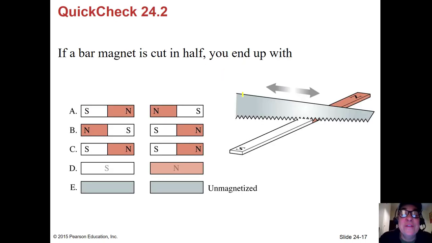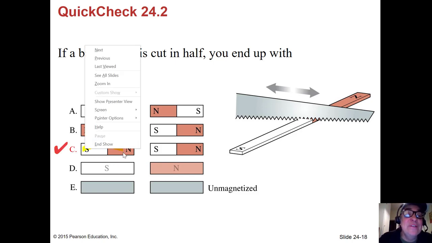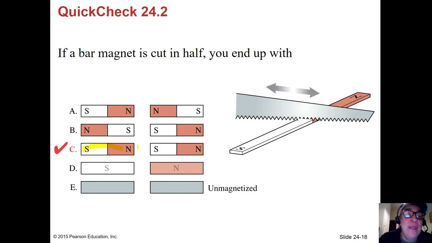So here's one that we could check. A bar magnet is cut in half. What do you end up with? So we saw this. You end up not with this. If you weren't taking physics, you might think it's this, a north and a south. But it's not. You get two smaller magnets. You get a small one that looks like this, and another one that looks like this.